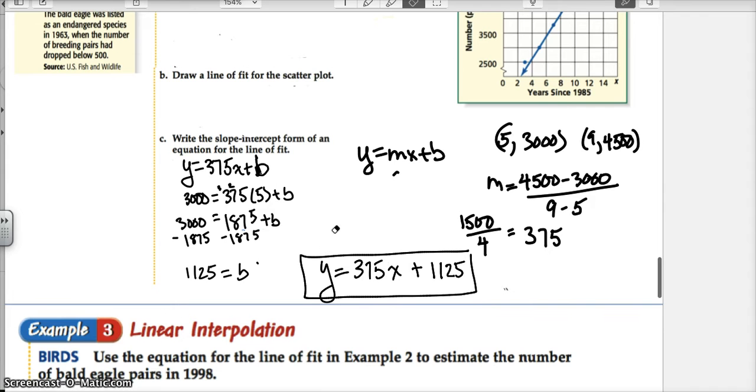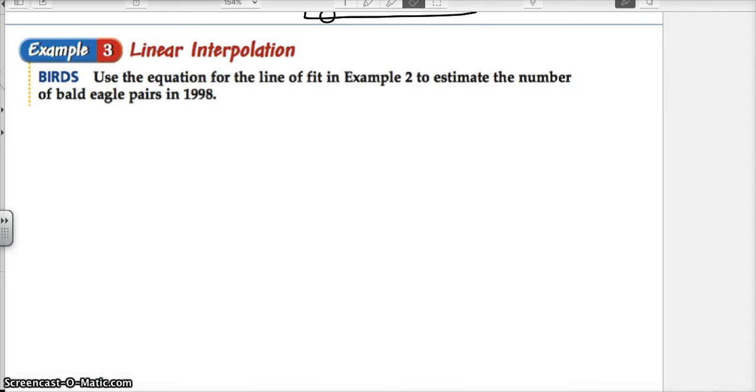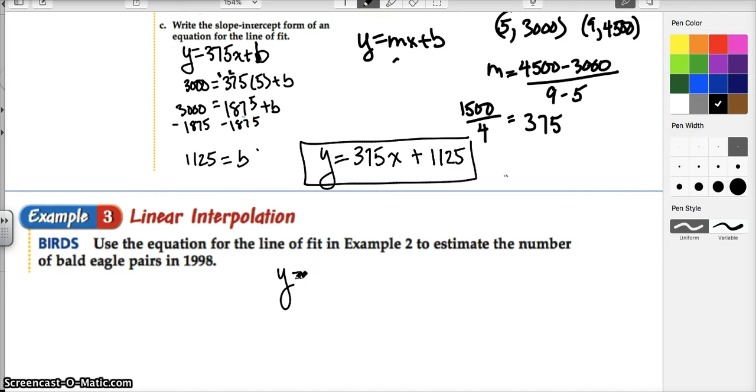All right, let's take a look at linear interpolation. So here in example 2, we're going to go back to example 1 and we're going to use the equation for the line of fit to estimate the number of bald eagle pairs in 1998. So I'm going to grab my equation really quickly because I'm going to definitely need that. So y is equal to 375x plus 1,125. And now I need to really be careful.